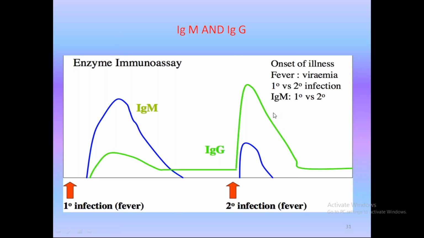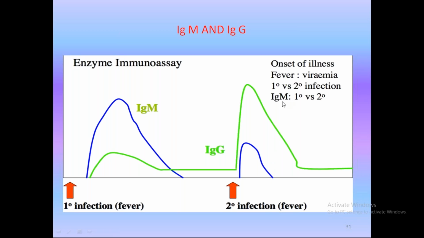After 10 to 14 days it comes down, but it does not come to the normal value. But what happens to IgM in secondary infection? In initial infection, IgM increases more initially, but in secondary infection IgM appears later, in low volumes, and subsides very early. Within 6 to 7 days only, it comes to normal.